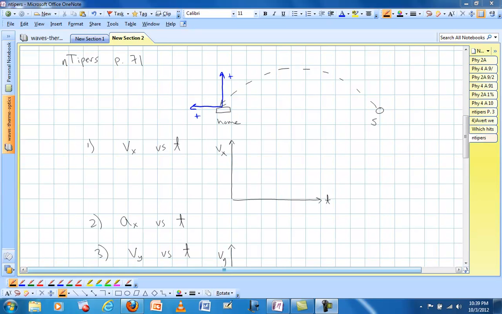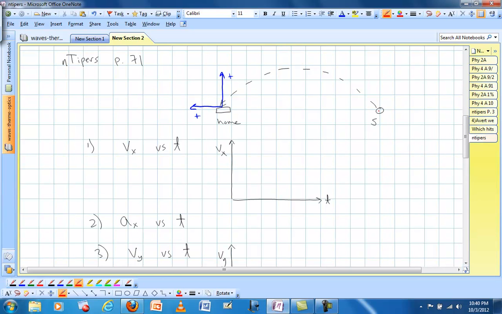Again, we have a situation with the ball being thrown from position S to home plate. The coordinate system is given to us. The origin is at home plate, up is positive, to the left is positive, as indicated by my blue arrows. And the first thing we're looking for is the horizontal velocity, I'll call that v sub x, versus time.